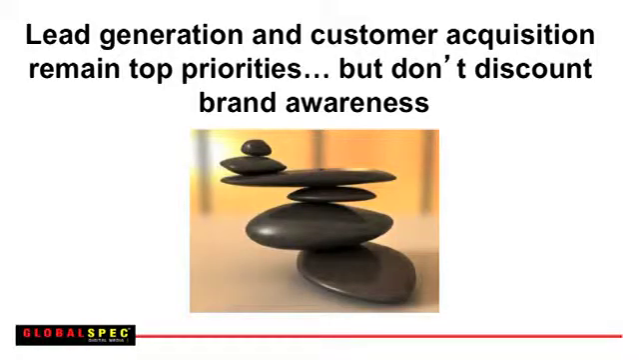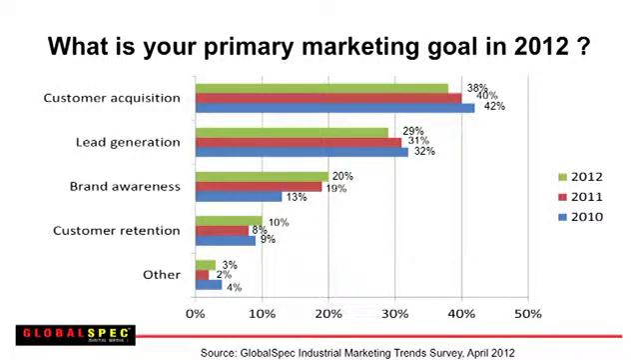One of the key takeaways for this year's survey is that lead generation and customer acquisition remain top priorities among industrial marketers. Generating leads and growing your customer base are at the foundation of a successful business, so it would make sense that these would be high priorities. However, you cannot discount the importance of brand awareness. We asked respondents to indicate what their primary marketing goal is this year. As in past years, customer acquisition and lead generation have maintained the top 2 spots on the list, with 2/3 of respondents indicating they are the top marketing goals.